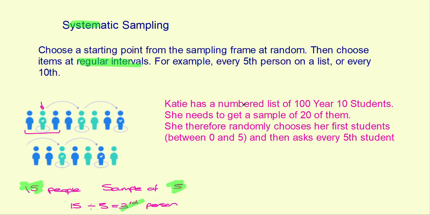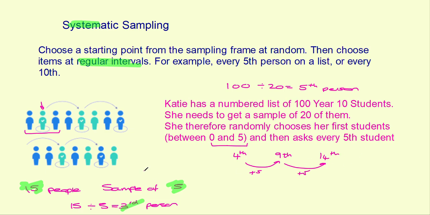So for this one, Katie has a numbered list of 100 year 10 students. She needs to get a sample of 20. So that means she's going to have to ask every 5th student, okay? She therefore randomly chooses her first student between 0 and 5 and then asks every fifth student. So you'd randomly generate, for example, a number. Say you come up with 4. You would then ask the 4th and you'd jump to the 9th person. You'd then jump to the 14th person all the way to the end, and that would give you your 20 students. So that's systematic sampling.